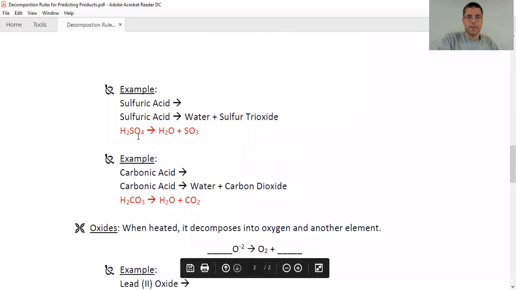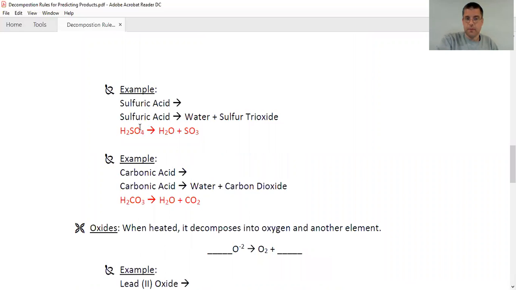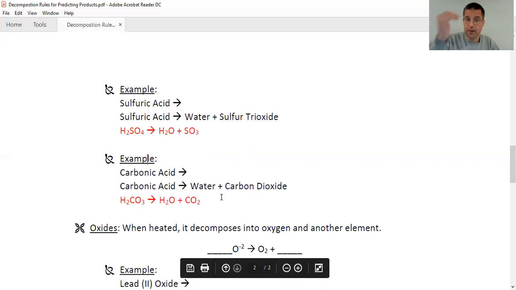What about acids? Okay, let's decompose sulfuric acid. You know that formula. Now when you decompose an acid, you always get water as one of your components. And what's the remaining thing? A covalent compound, sulfur trioxide, carbon dioxide. See the difference right there?